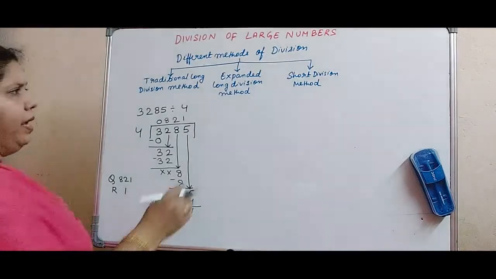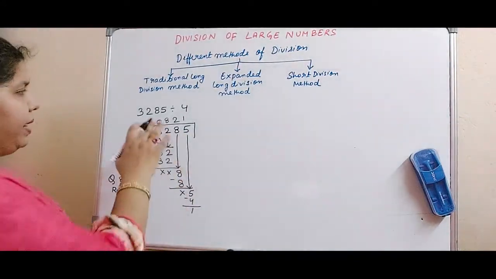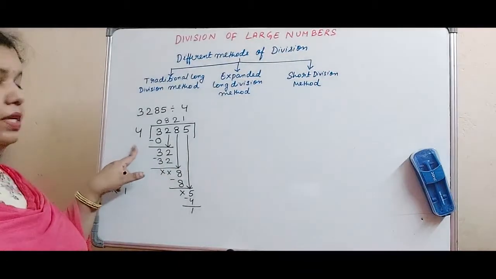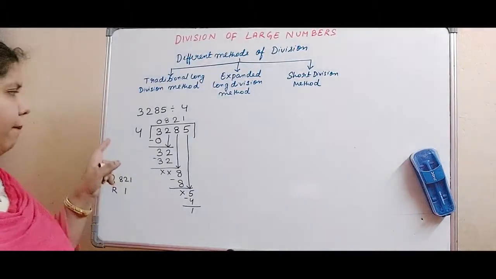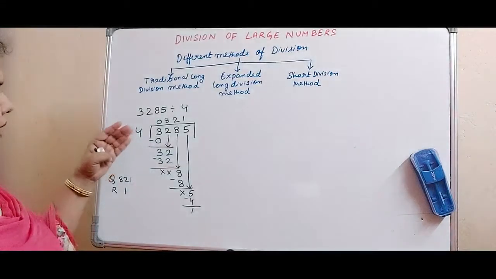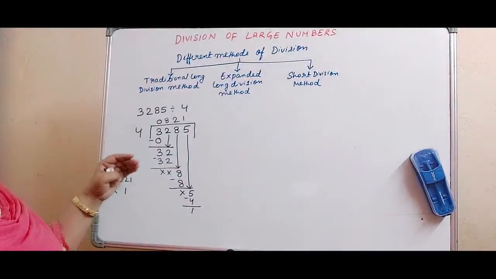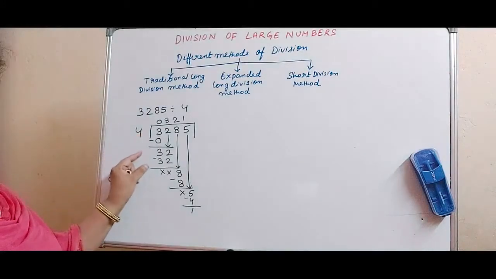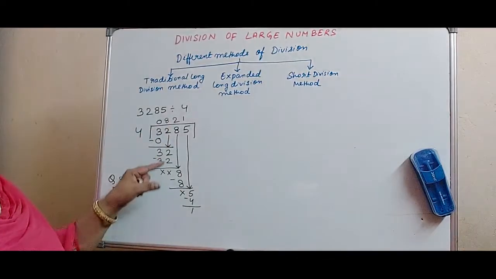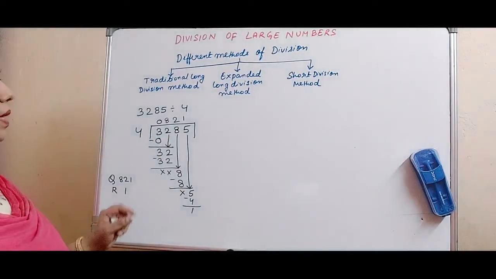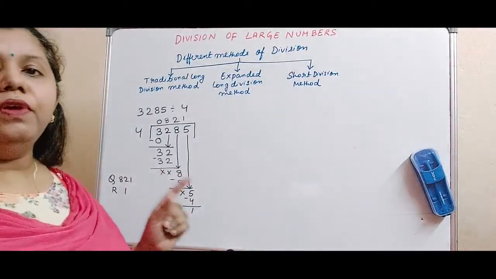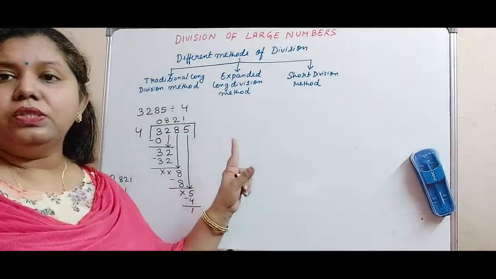So when I come to the expanded long division method, what is the main difference from the traditional long division method? In the traditional method we are using the concept of partial dividend, because the complete dividend is not taking part in the subtraction. We move gradually step by step, first subtracting part of the dividend, then the next, then the next, until we complete all the digits. But in expanded long division, from the very first step, we cover all the digits of the dividend.